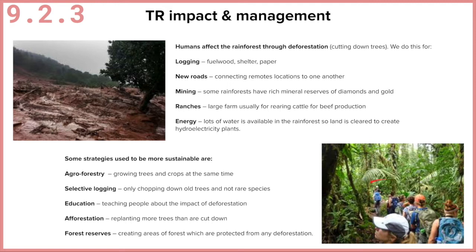So that's what this picture is showing here, where groups of people, not huge groups, just small groups, are brought into the rainforest and they pay to do so to go on a holiday, but it's done in a way that doesn't impact on the rainforest. And the money made from that goes towards the local economy and towards preserving the rainforest as well.